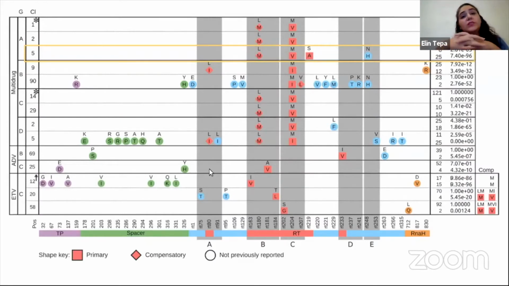I show you here the result for the polymerase, where each row represents a cluster of coevolving positions. The positions in red are the known drug-resistant mutations, and all the circles are the newly detected coevolving positions. I highlighted one cluster in the middle. You can see the coevolving positions, and at the end, the information of the subtree where this pattern was found.